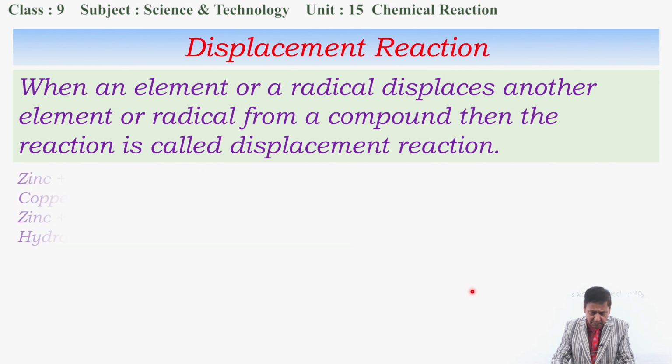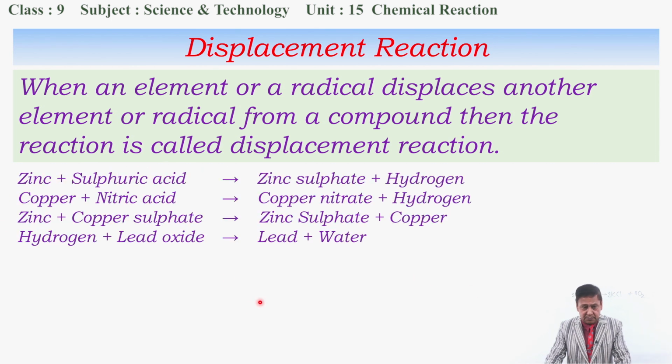Not only this, there are many reactions which are displacement reactions. When metal reacts with acid, look at this, zinc and copper are reacting with acids, sulfuric acid and nitric acid. When metal reacts with acid, the metal displaces the hydrogen gas contained in that acid, and hydrogen gas becomes free, forming the salt also.